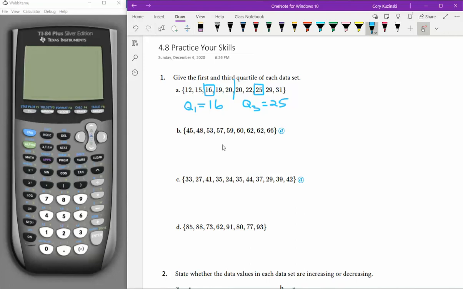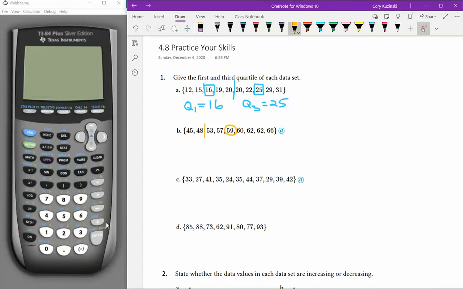All right, the next set of data, also in order from least to greatest, 1, 2, 3, 4, 5, 6, 7, 8, 9 items. 1, 2, 3, 4, 5, that means the very fifth one would be the median. Okay, so now we can break this up into the first half of data and the second half of data. The first quartile is going to be right here between the 48 and the 53. Notice how I have 2 numbers in front of that line and 2 numbers behind that line.